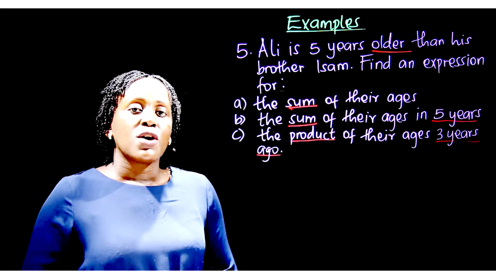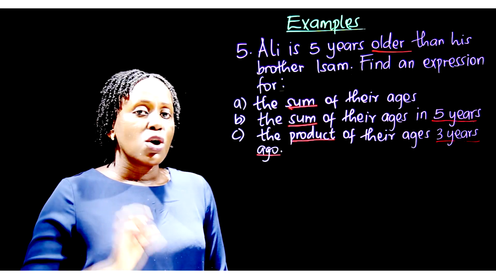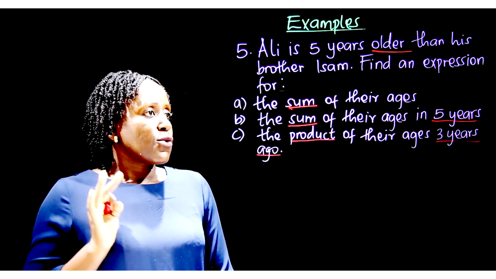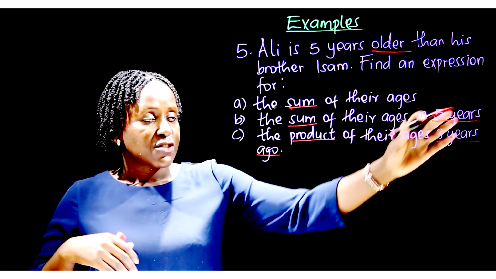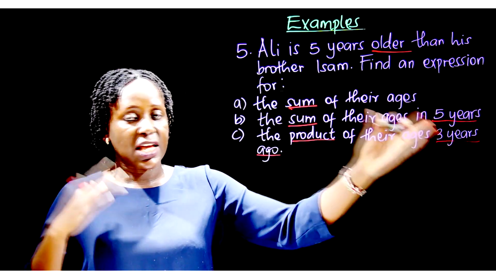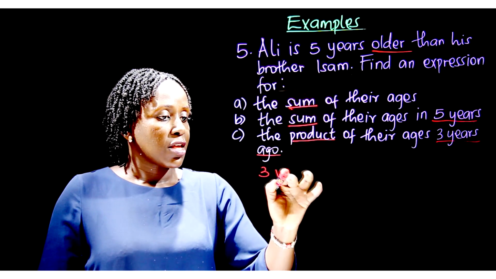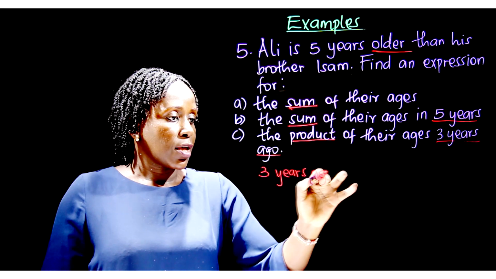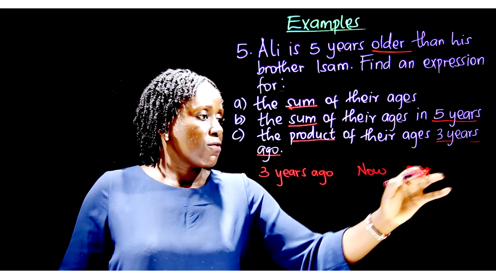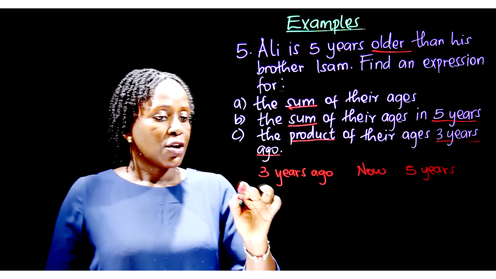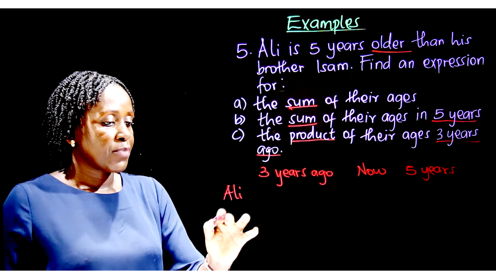out correctly. So you're going to start by creating a table. For us to answer this well, we need to create a table with 3 instances. So we are looking at their present ages, the sum of their ages. We are looking at 5 years to come. We are also looking at 3 years ago. So here we have 3 years ago, we have now, and then we have 5 years to come. So we are looking at the ages of Ali and his brother Isam.